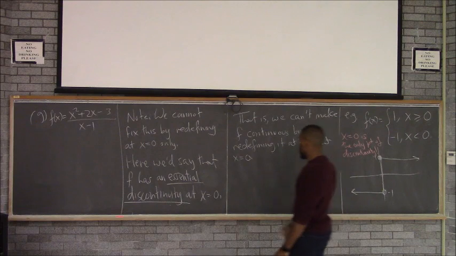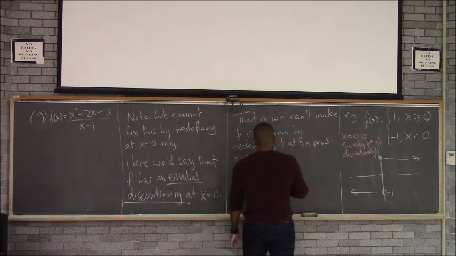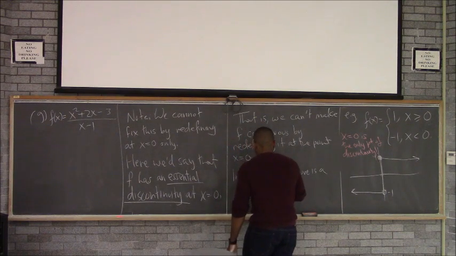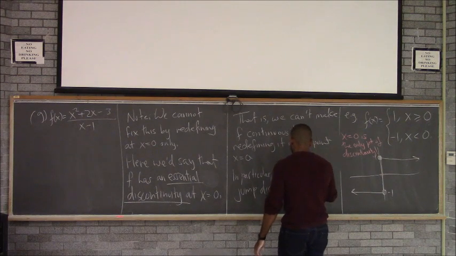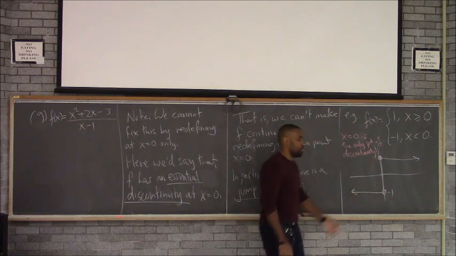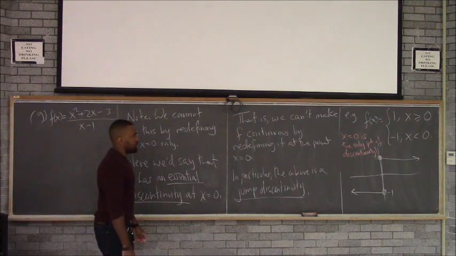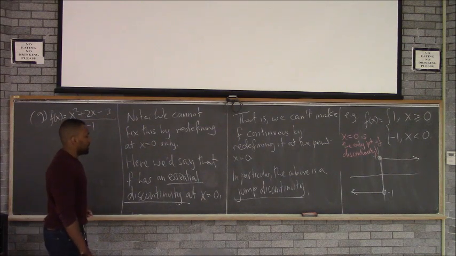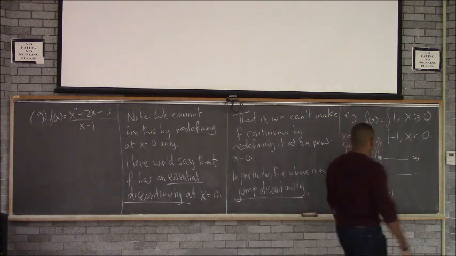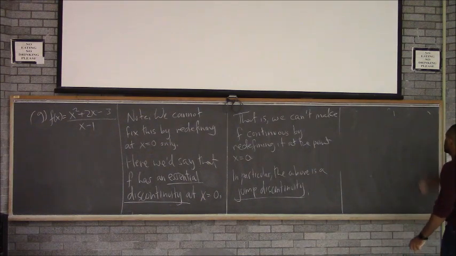In particular, this one is called a jump discontinuity. Why? Because the discontinuity represents a jump in the function. Just to keep with our tradition of math people not being creative when naming things. Hey, we can remove this discontinuity. What do we call it? Removable discontinuity. Hey, this discontinuity is a jump. What do we call it? Jump discontinuity.